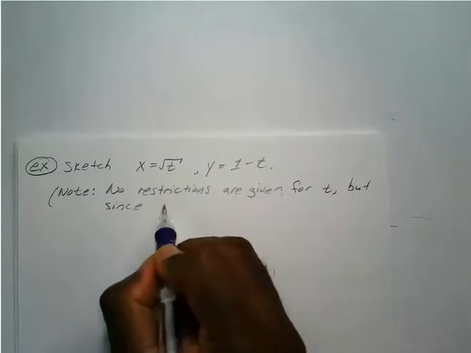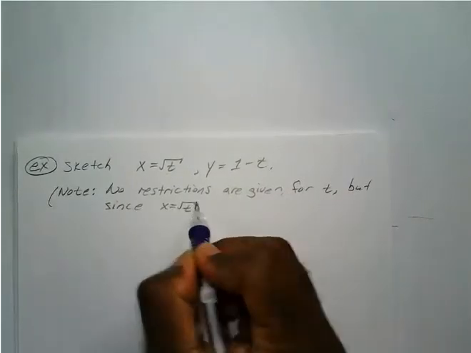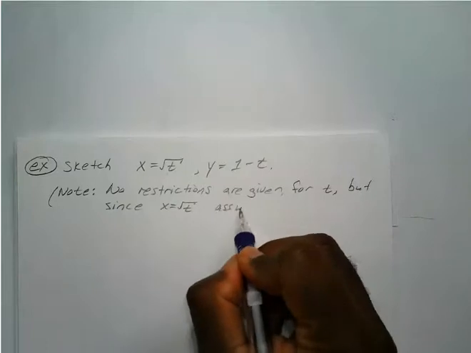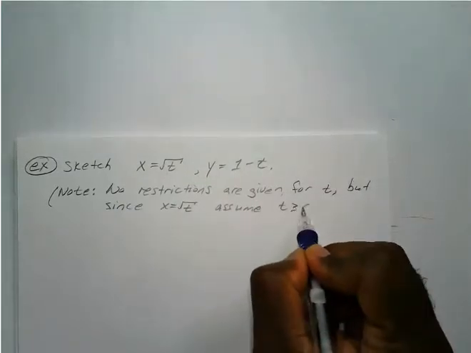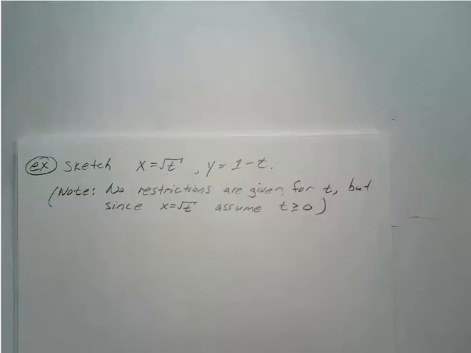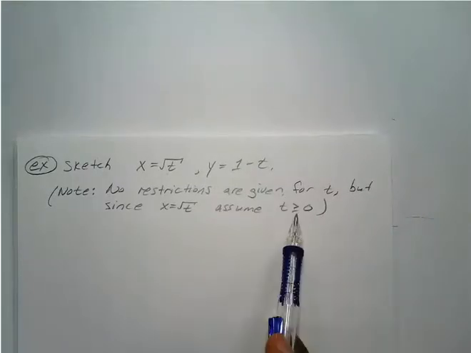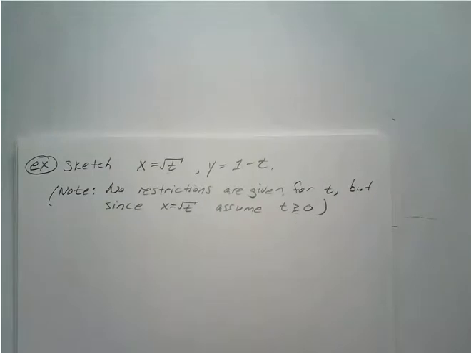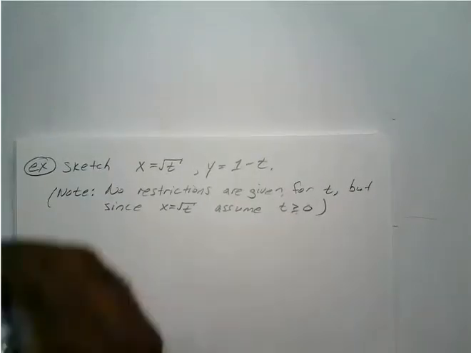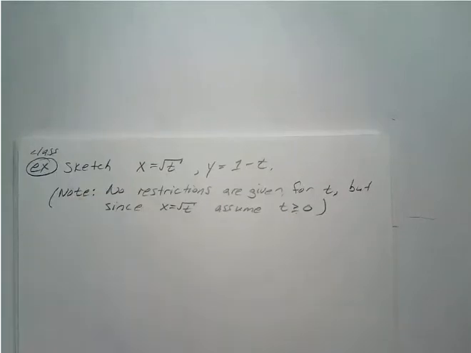But since x equals the square root of t, just assume that t is greater than or equal to 0. Okay? Because all of our answers are usually put into real numbers. We're not looking for complex numbers. So we just assume that t is greater than or equal to 0. Okay, so what I want you to do, I want you to press pause and try to sketch this one on your own using the same steps from the previous example.